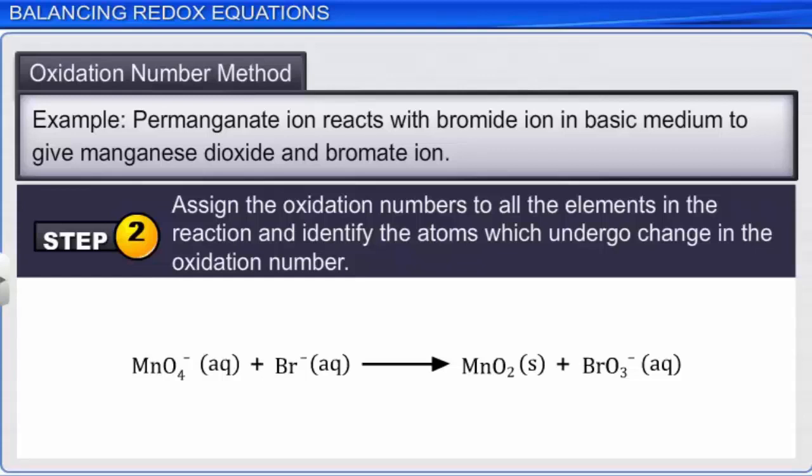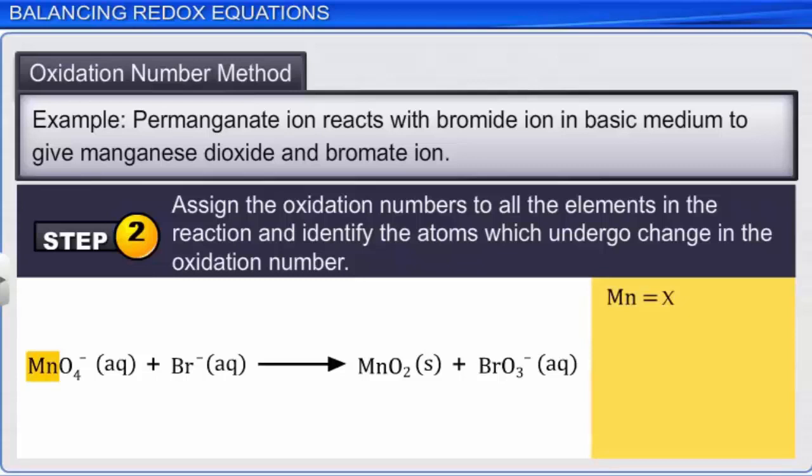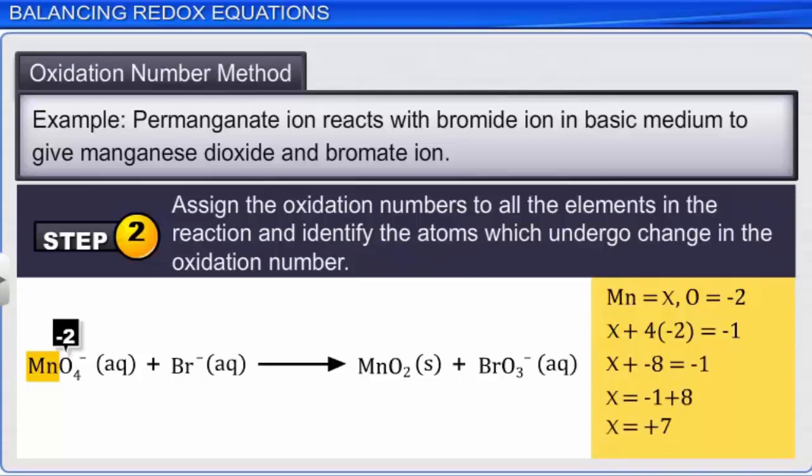We know that in polyatomic ions, the sum of the oxidation numbers of all atoms in the ion is equal to the charge on the ion. Thus, the oxidation number of manganese in permanganate ion may be calculated as follows. Let the oxidation number of manganese be X. We know that the oxidation number of oxygen is -2. Hence, X plus 4 multiplied by -2 equals -1. Therefore, X equals +7. Thus, the oxidation number of manganese is +7.